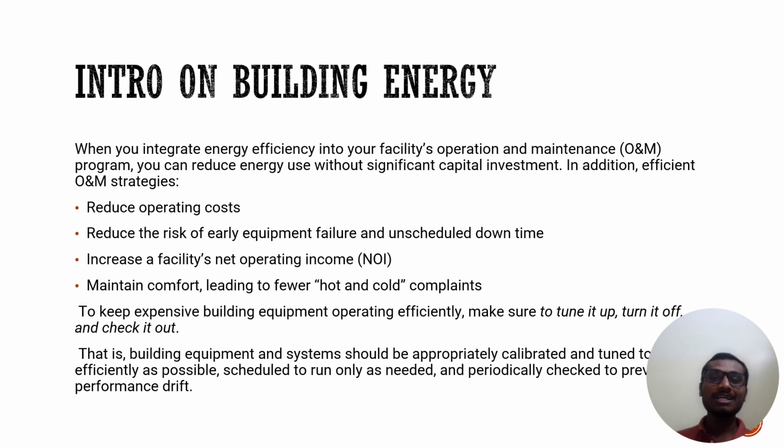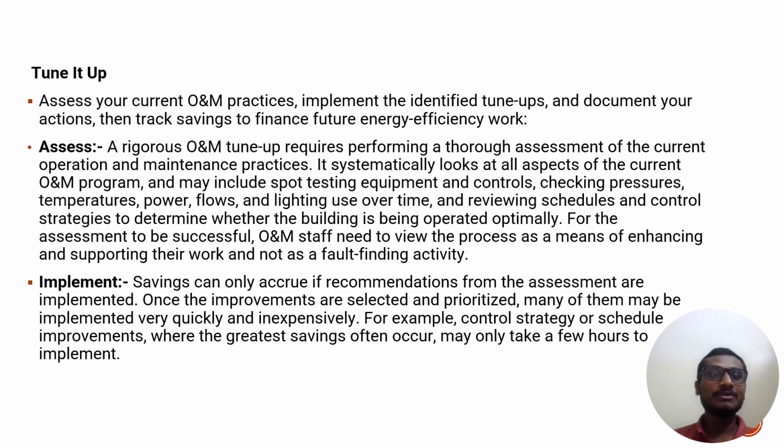Make sure to turn it off. Turn it off and turn it on and check it out. Building equipment and systems should be calibrated to run as efficiently as possible on schedule. Run only what is needed. Tune it up. Assess your current O&M practices, implement and identify tune-ups, and document your actions, then track savings to finance future energy efficiency work.